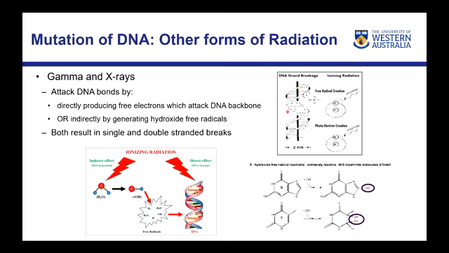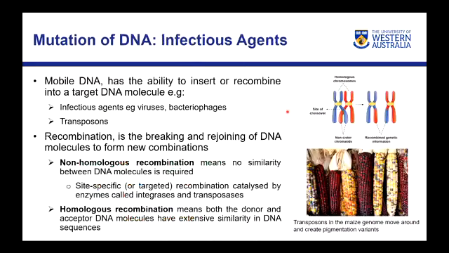So then the repair mechanism, you would either have to repair the single strand, or if it's a double strand, then that would have to be repaired as well. And we'll talk about how the repair mechanisms happen at the very end. So then there are mutations of DNA caused by infectious agents and transposons.